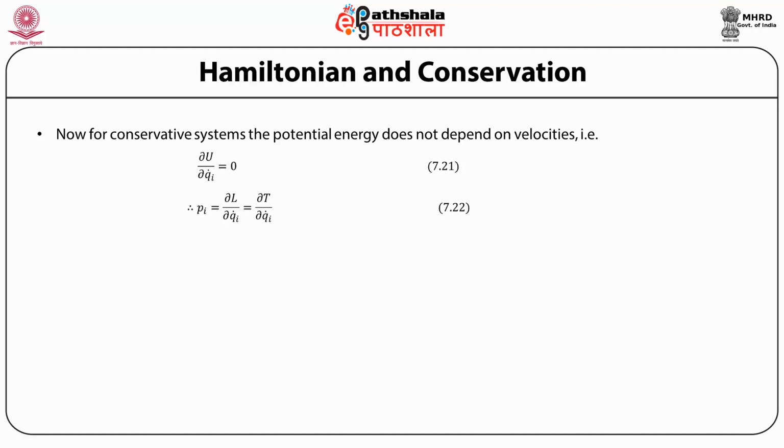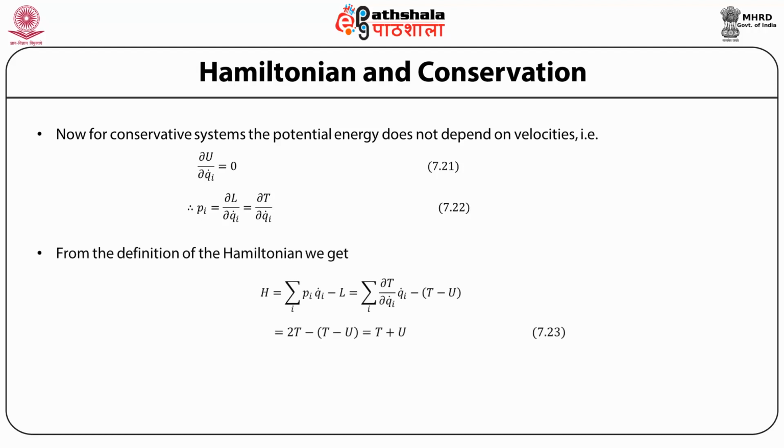Therefore, the momentum which is conjugate to the generalized velocity, defined as the partial derivative of L with respect to qi dot, becomes equal to the partial derivative of only the kinetic energy term with respect to qi dot, because U doesn't depend on qi dot. Then from the definition of the Hamiltonian, which is H equal to sigma over i of Pi qi dot minus L.